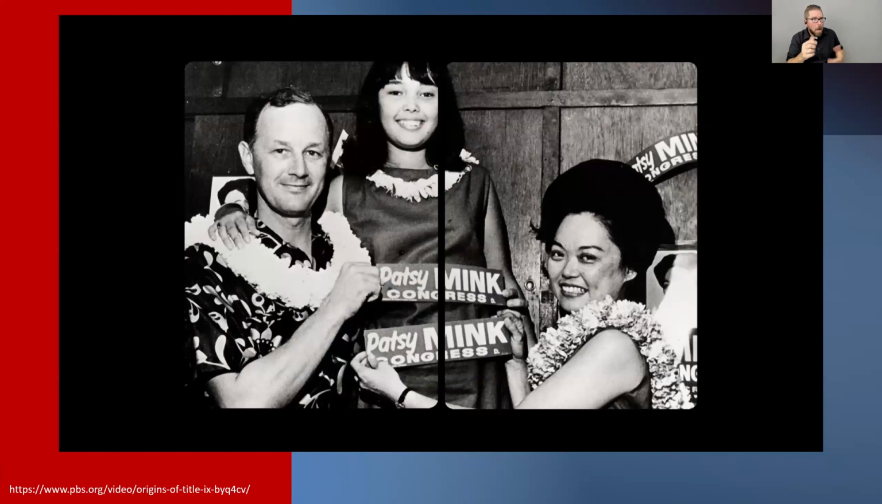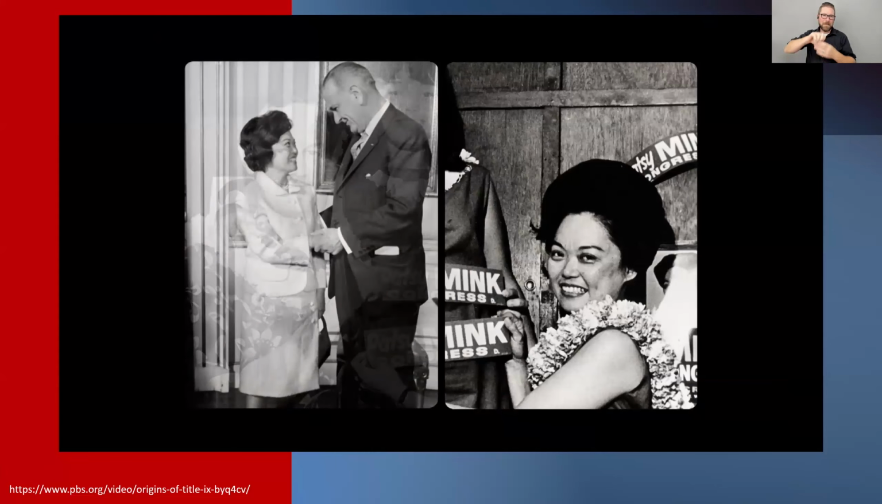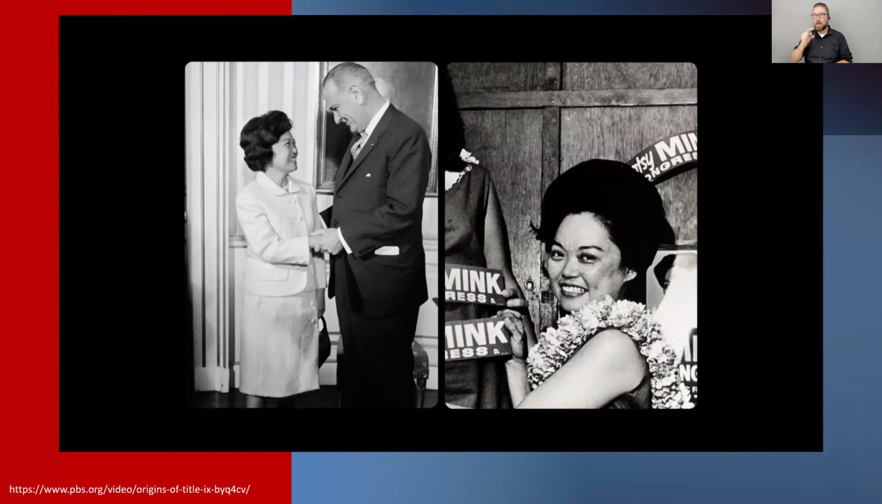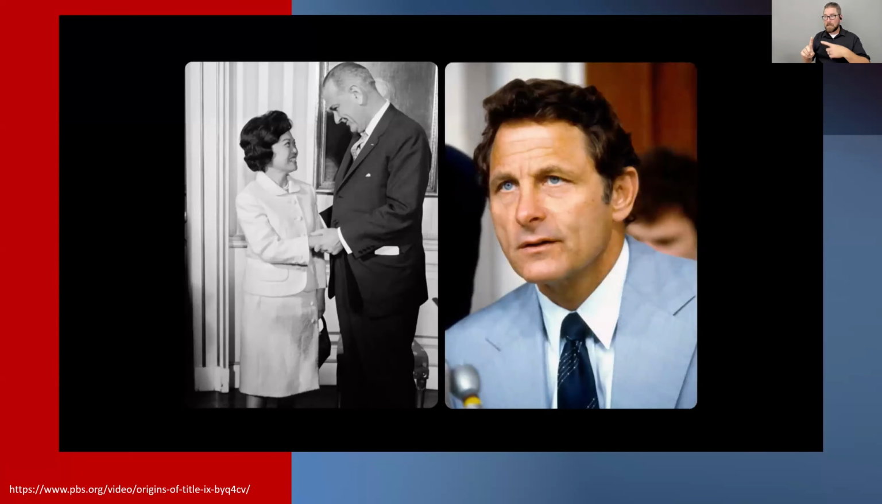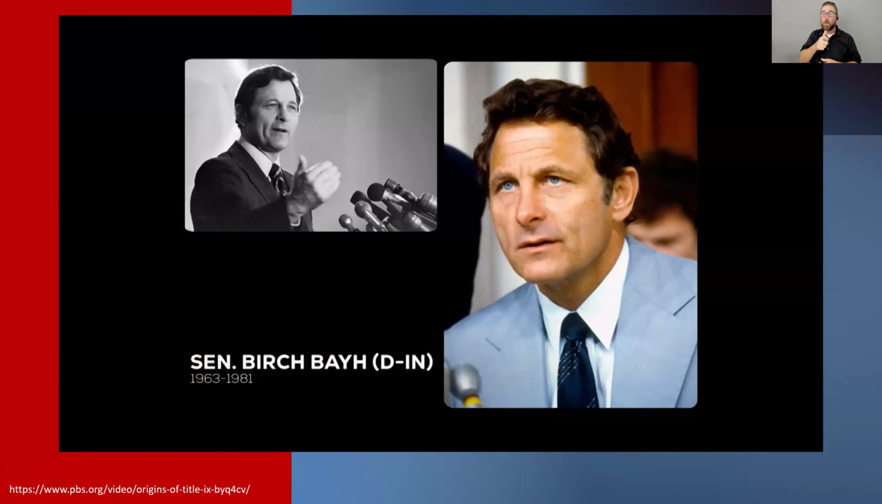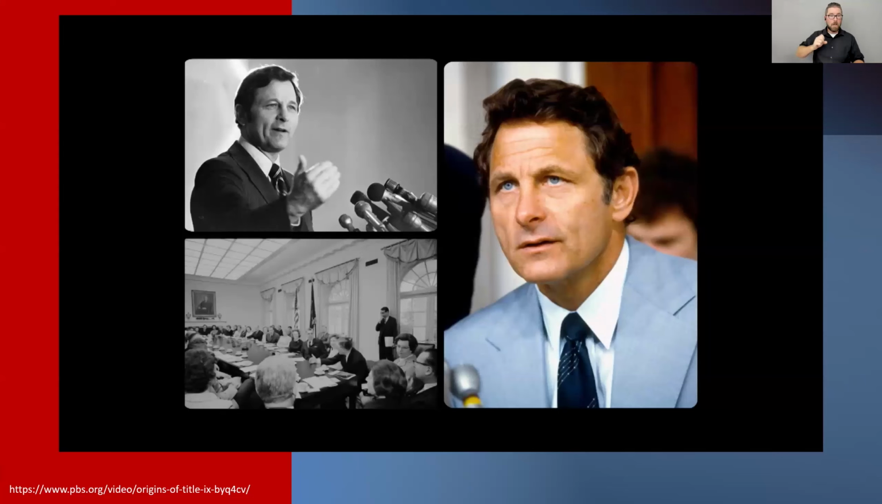Patsy Mink eventually found her place in politics, winning a seat in the House of Representatives in 1964, becoming the first woman of color to serve in the U.S. Congress and a central figure in the Title IX legislation. Title IX was formally introduced in Congress by Senator Birch Bayh of Indiana and was its chief Senate sponsor for congressional debate when it finally became law in June of 1972.